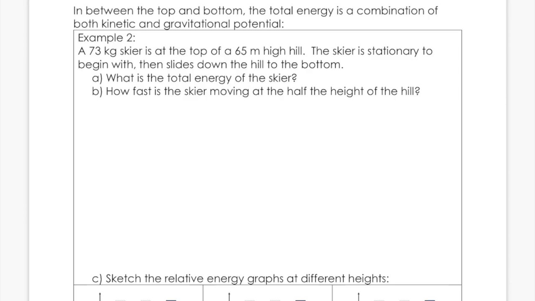First, let's just draw out our picture. We have our hill. Our hill is 65 meters. Here is our person at the top. Once again, their kinetic energy here.